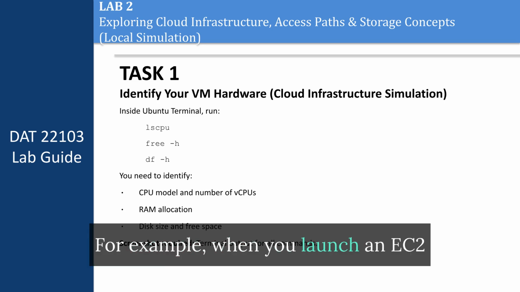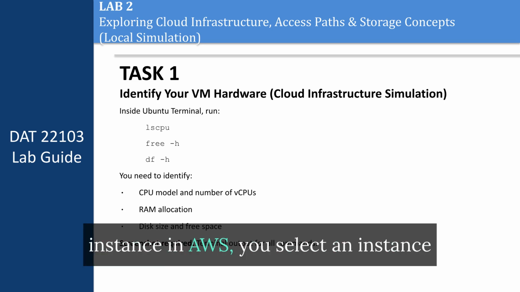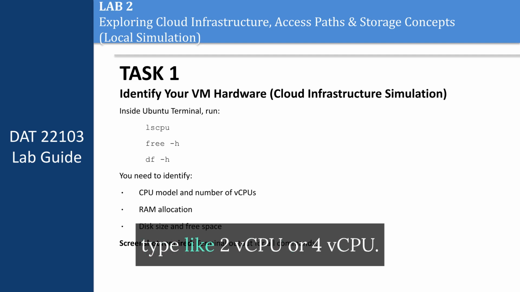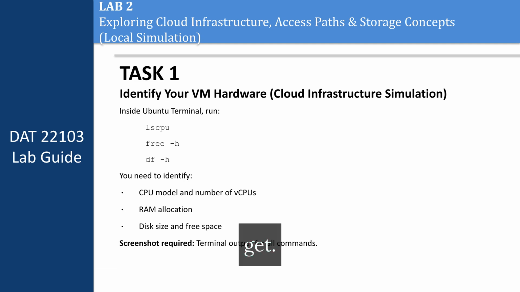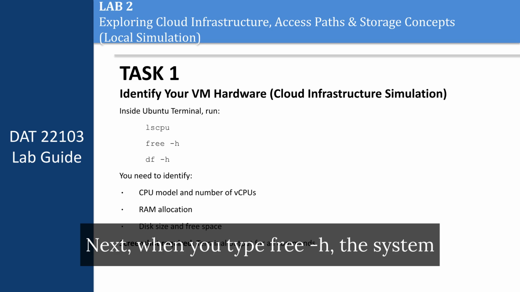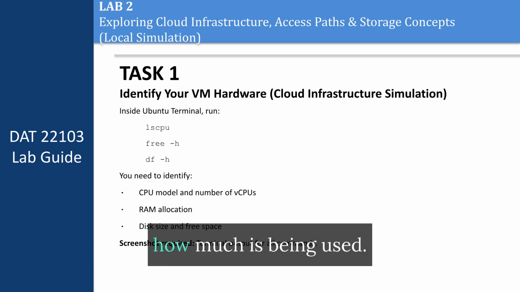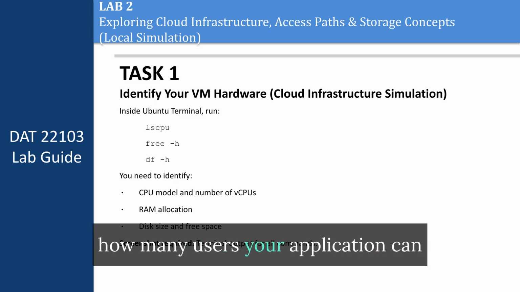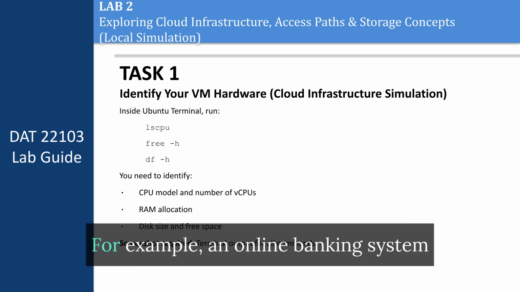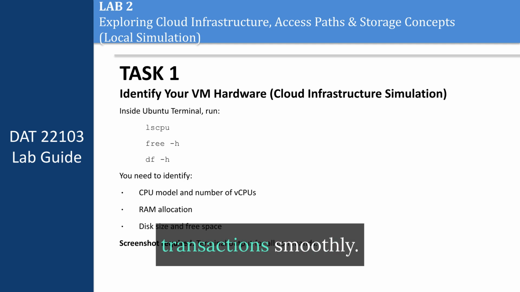For example, when you launch an EC2 instance in AWS, you select an instance type like 2 vCPU or 4 vCPU. That selection determines how much processing power your application will get. Next, when you type free -h, the system shows how much RAM is available and how much is being used. In real cloud environments, RAM affects how many users your application can handle at the same time. For example, an online banking system needs enough memory to handle many transactions smoothly.